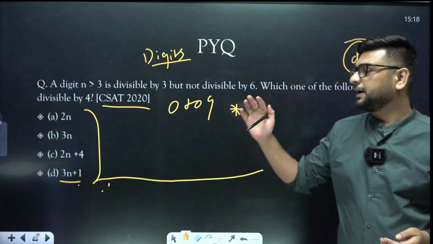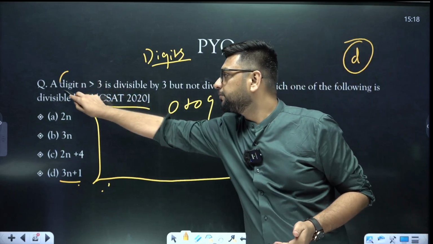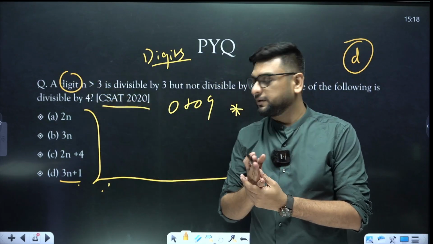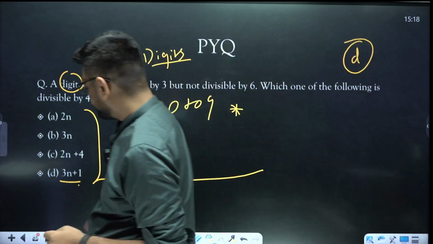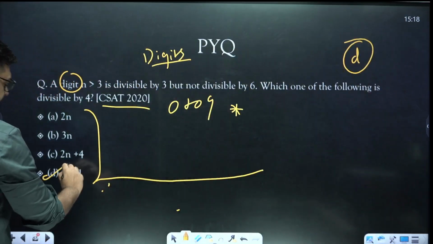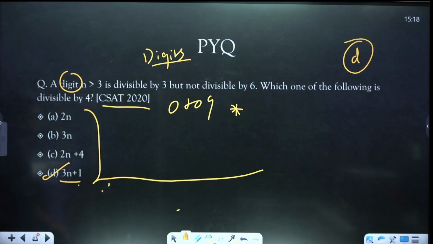Brainstorm it. I am saying that digit is important to note. Okay? Everyone, take the next part. Answer would be D. Okay? Clear hai?